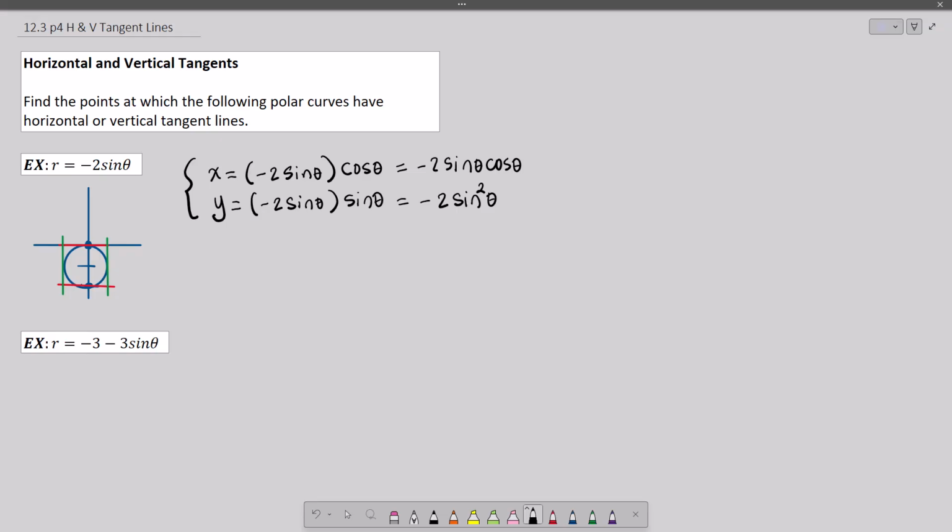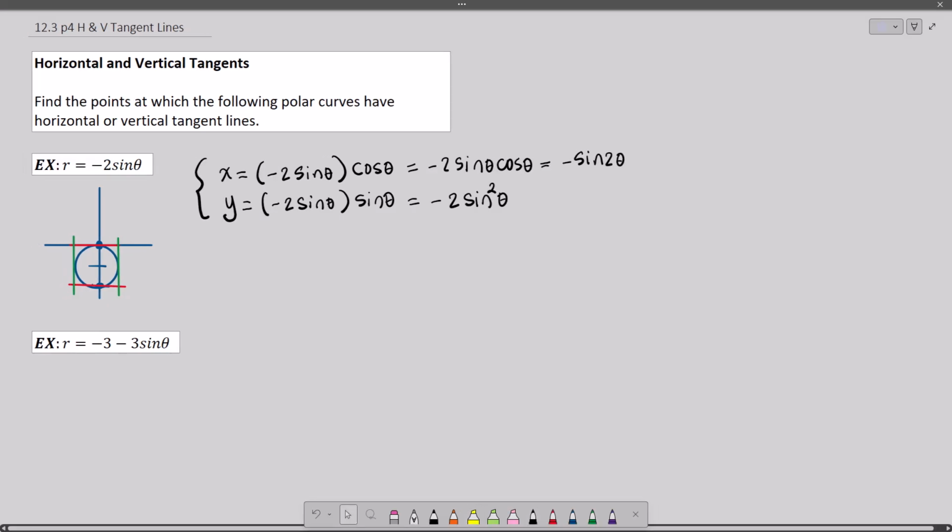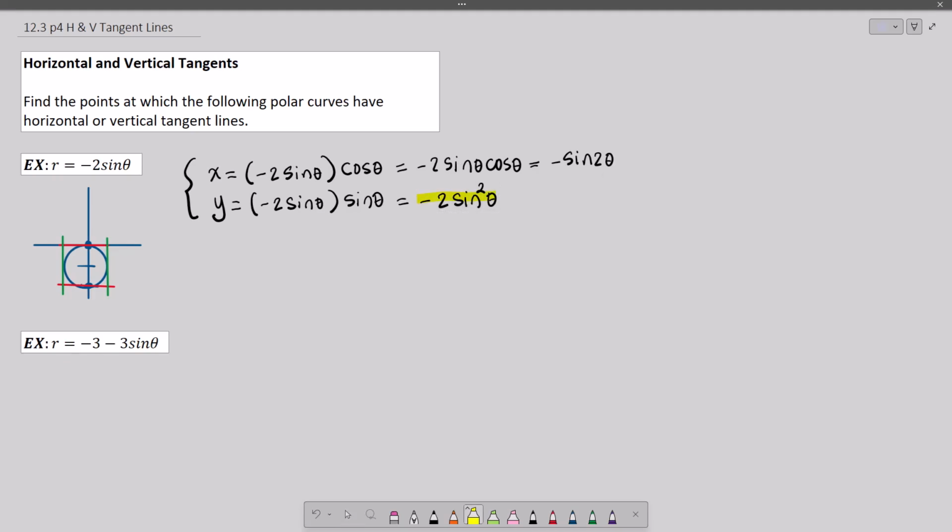Okay. Now we have to take our derivatives. So we've got our functions. This time, let's do it a little differently. This time, let's use a double angle for this one. 2 sine cosine is sine of 2 theta. You don't have to, but let's do it this time. We didn't do it last time. So now we've got this one we're just going to leave as is. So there's our x, there's our y.